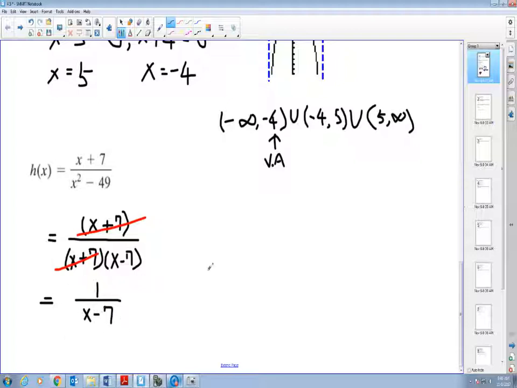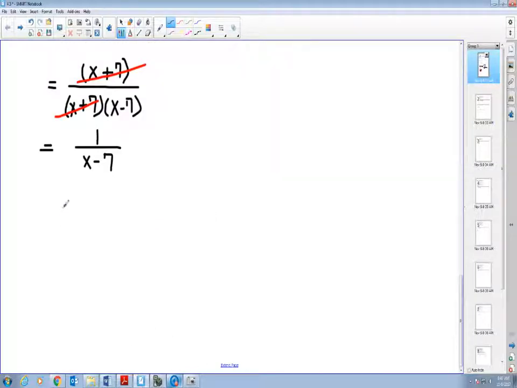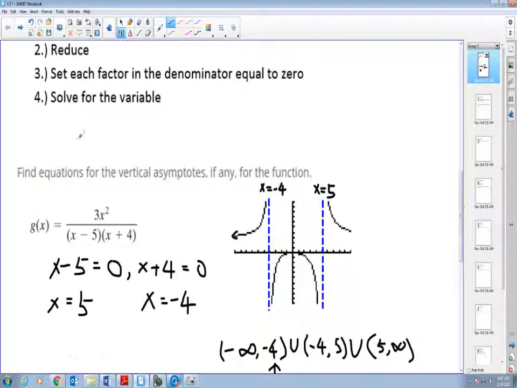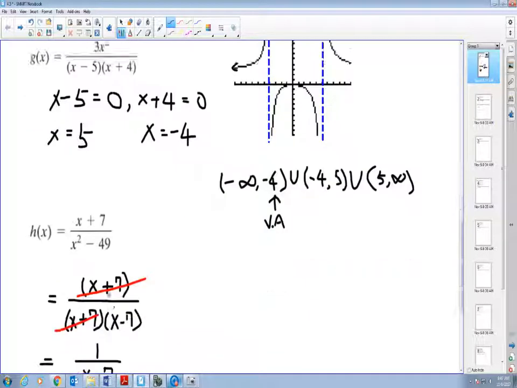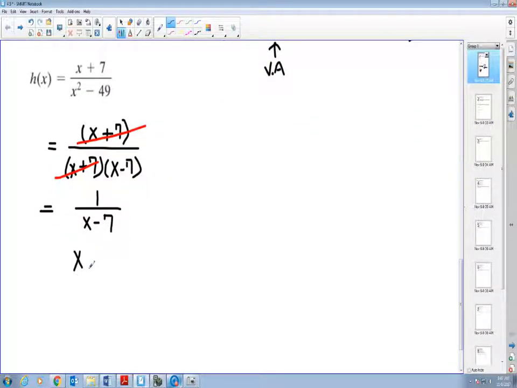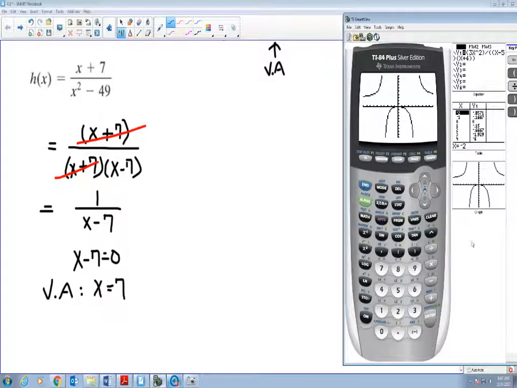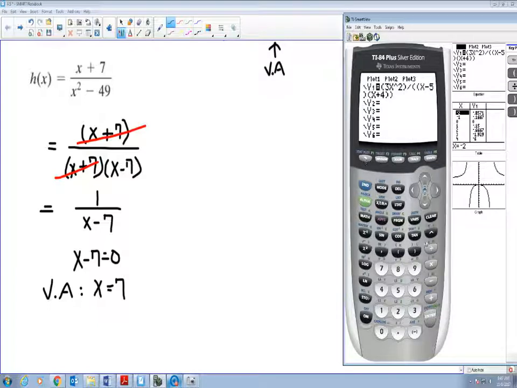So I set my denominator equal to 0. So the next step: set each factor in the denominator equal to 0, solve for the variable. So my vertical asymptote will be x equal to 7. So the factor I canceled out is not going to be a vertical asymptote. It's whatever is left after the canceling. Those factors in the denominator set equal to 0 become vertical asymptotes. I'm going to graph this problem for you though.